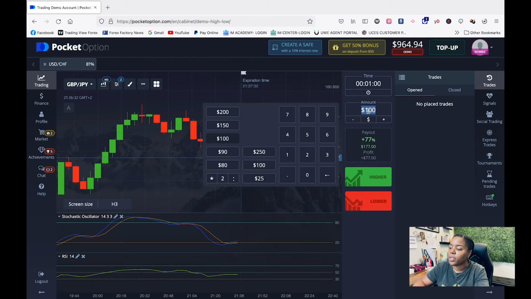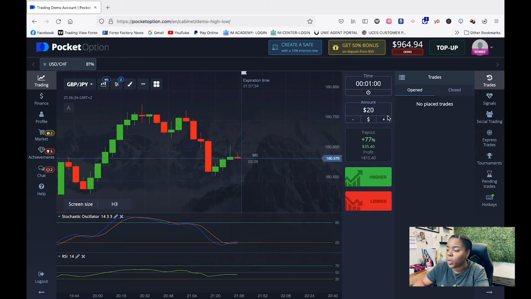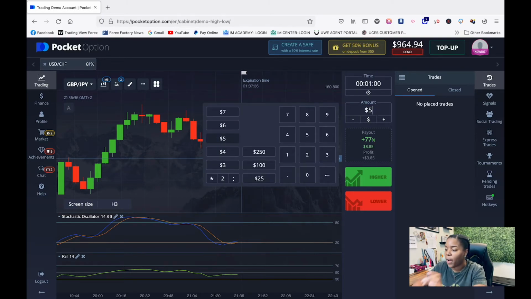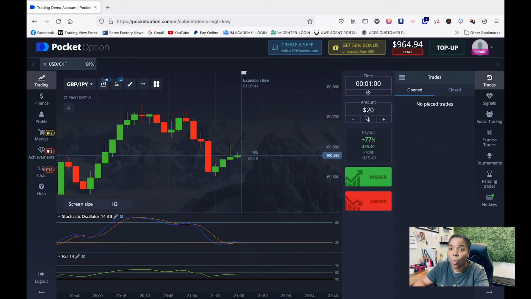Now let's just say we wanted to wager $20, right? You can wager $2, you can wager $5. Today we're gonna be wagering $20, okay? Now with that $20 wager, meaning if I lose my trade, I will lose $20. But if I win my trade, I will make $15.40. Now imagine making $15 in 1 minute, okay? And I'm using small numbers because I don't wanna blow your mind. Realistically, if you make $10, $12 an hour, imagine making $15 in 1 minute, right?